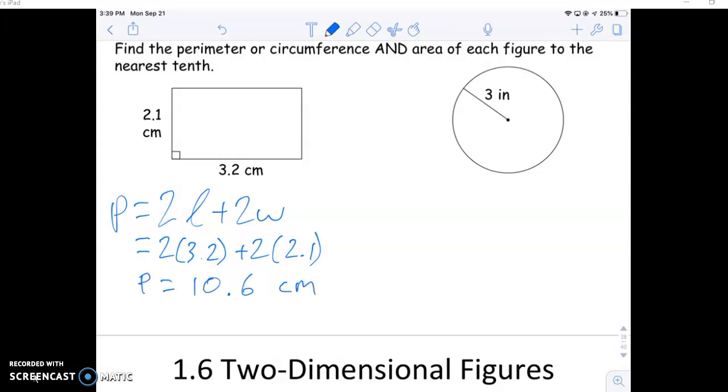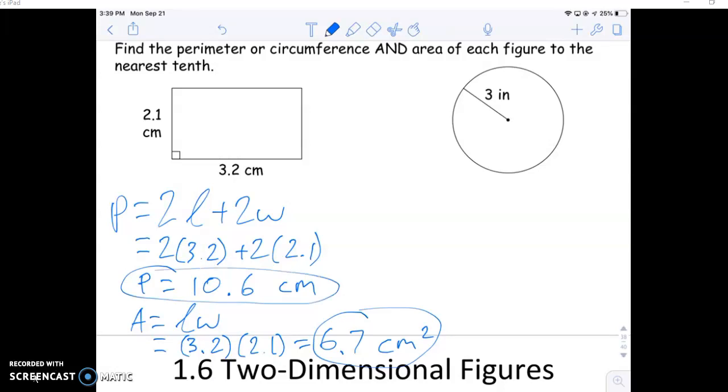So perimeter is 10.6. And area is length times width, or we could write 3.2 times 2.1. Which, if you did that, you would get 6.7 cm squared. So that would be the area. That's the area, that's the perimeter.